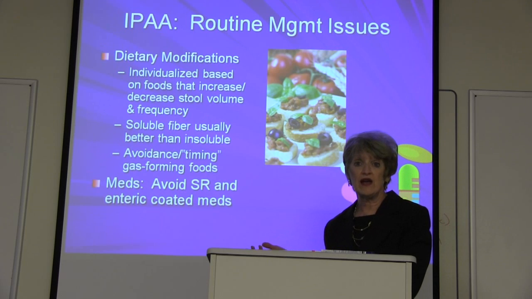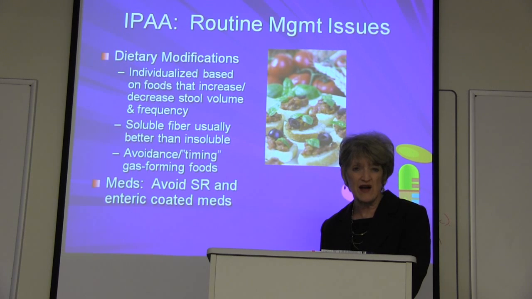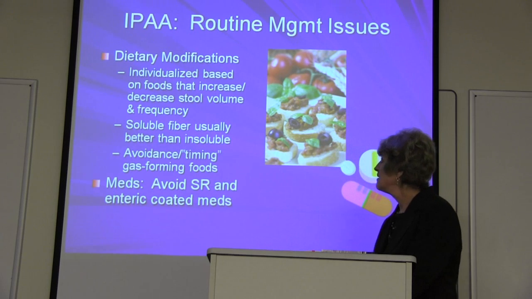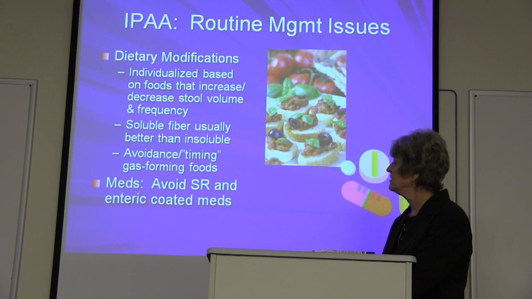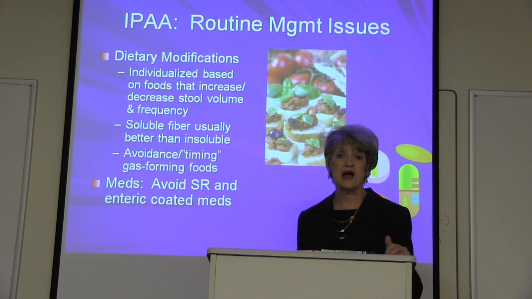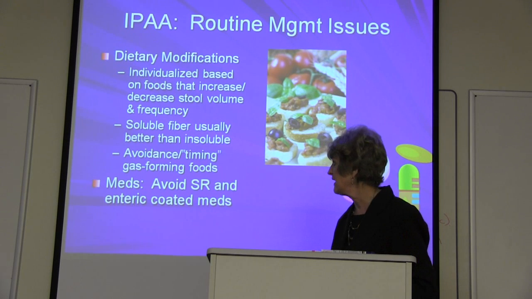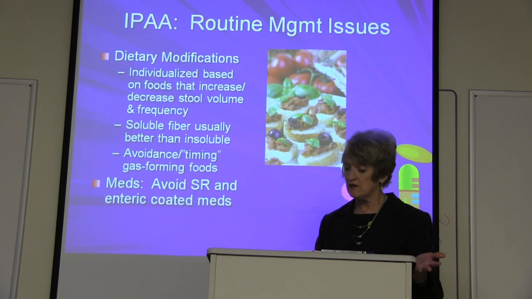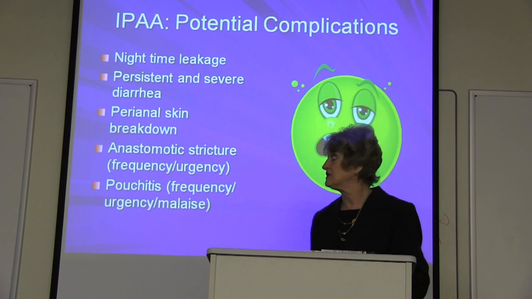Soluble fiber is usually very helpful. Soluble fiber is like your bananas and rice and pasta and smooth creamy peanut butter and Metamucil. Insoluble fiber are your raw fruits and vegetables. They tend to increase motility. So most of our IPAA patients, J-pouch patients, limit insoluble fiber. But again, go back to what works for that patient. For gas-forming foods, they probably want to time them, especially at first when they might not be totally confident that they can control that gas. And meds, just like any ileostomy patient, avoid sustained release and enteric-coated.